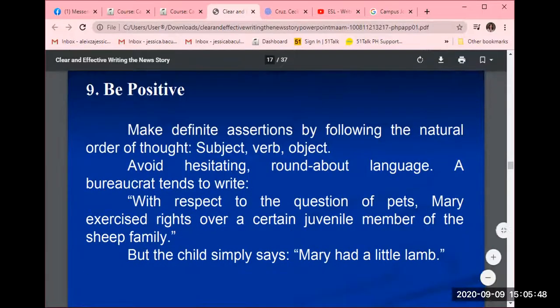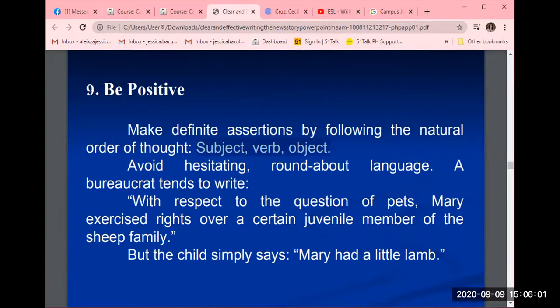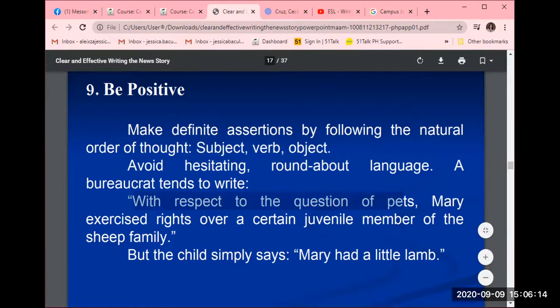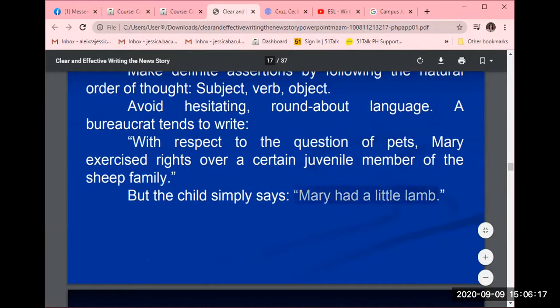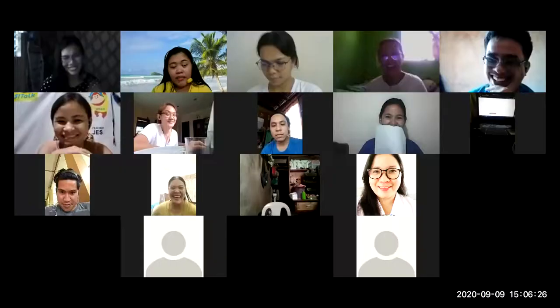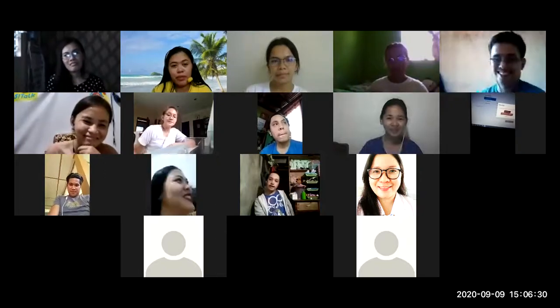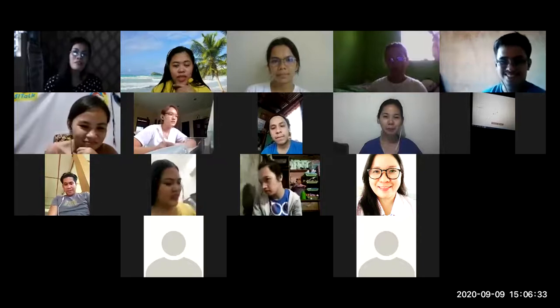Okay, and then lastly, be positive. Make definite assertions by following the natural order of subject, verb, object. Then avoid hesitating, roundabout language. For example, "with respect to the question of pets, blah blah blah." But that could simply say, "Mary had a little lamb." "With respect to the question of pets, Mary exercised rights over a certain juvenile member of the sheep family." In short, Mary had a little lamb. So it can be told in very few sentences.